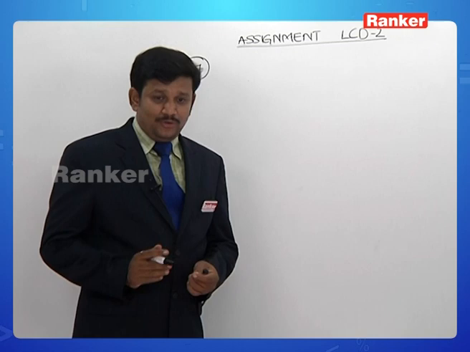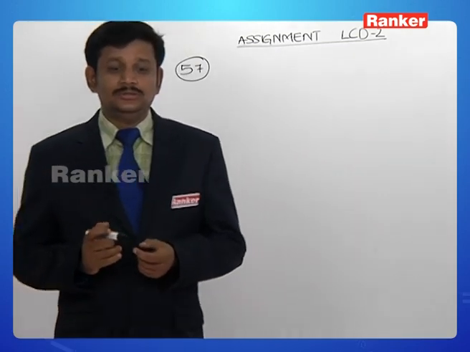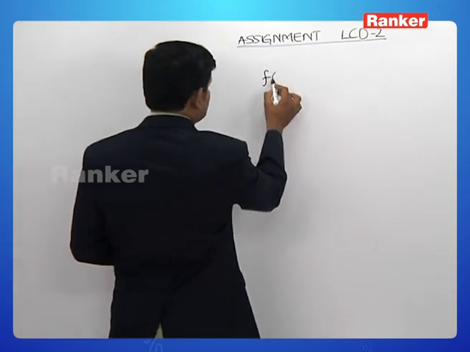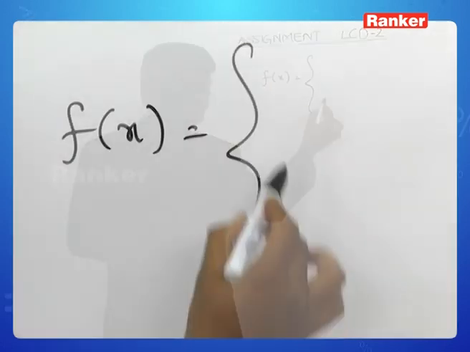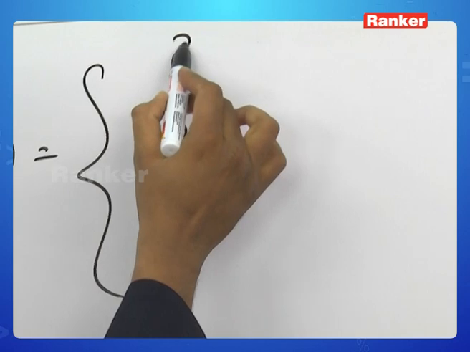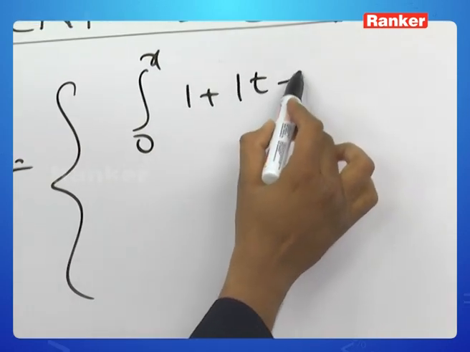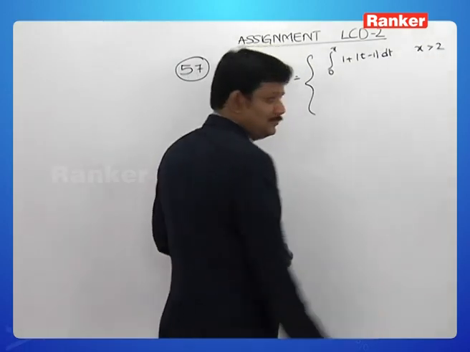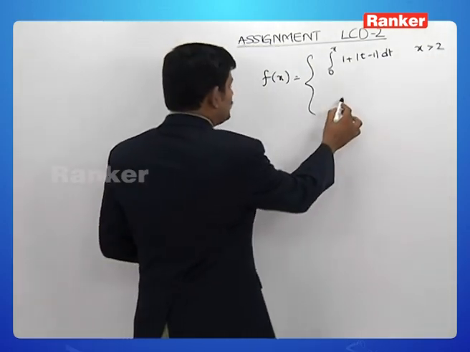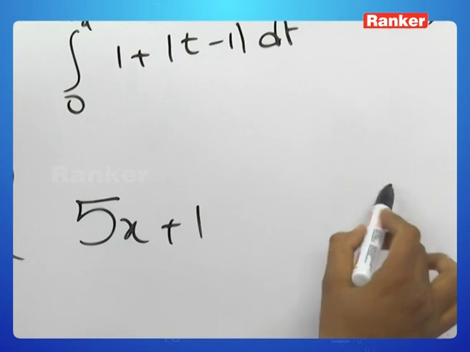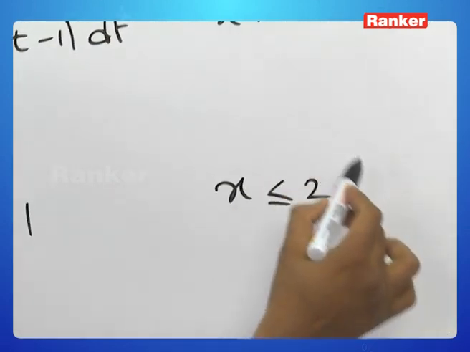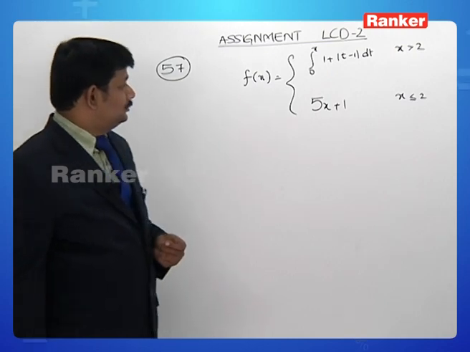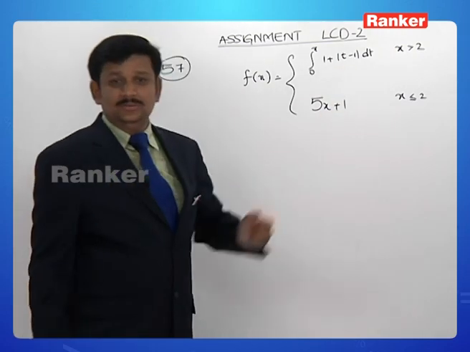So the major focus of the question is the continuity and differentiability of the function f of x equal to integral 0 to x of 1 plus mod t minus 1 dt if x is greater than 2, and 5x plus 1 if x is less than or equal to 2, at x equal to 2. At x equal to 2, we need to check continuity and differentiability of this function.